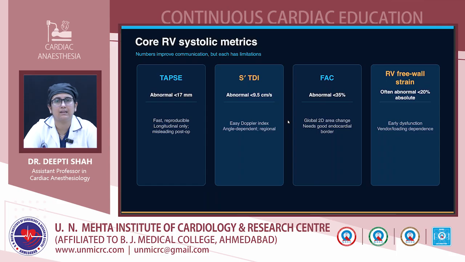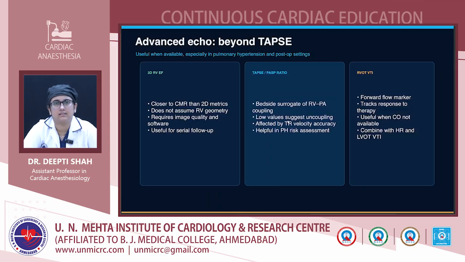However, it is angle dependent. And we can also measure fractional area change, that is the area change happening in systole and diastole. If the fractional area change is less than 35%, it is abnormal and points towards RV dysfunction. We can measure the RV free wall strain. Strain is a newer parameter, which measures the lengthening or shortening, the changes in the length of the RV in the various periods of the cardiac cycle. It is often abnormal if less than 20%, but it is load dependent.